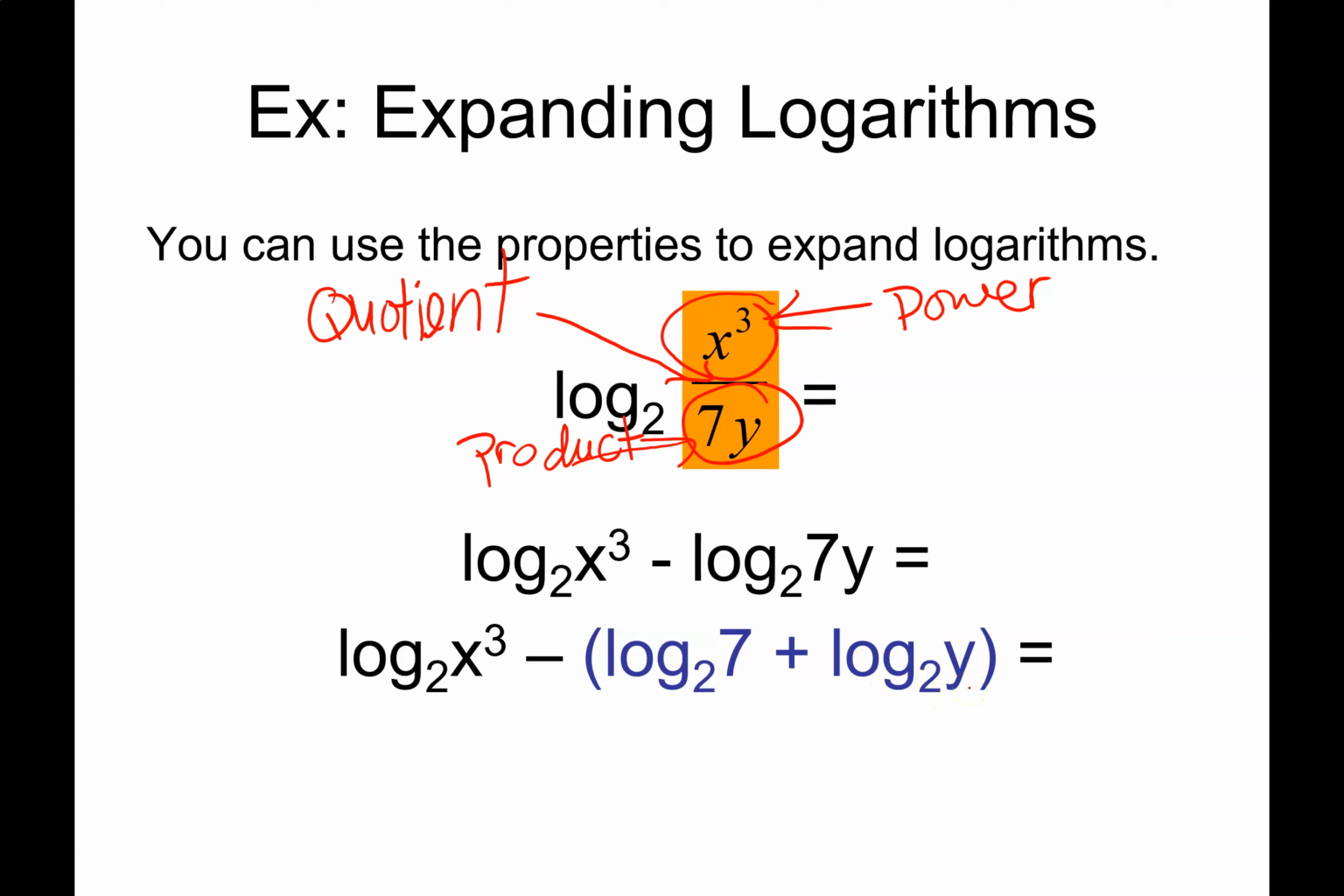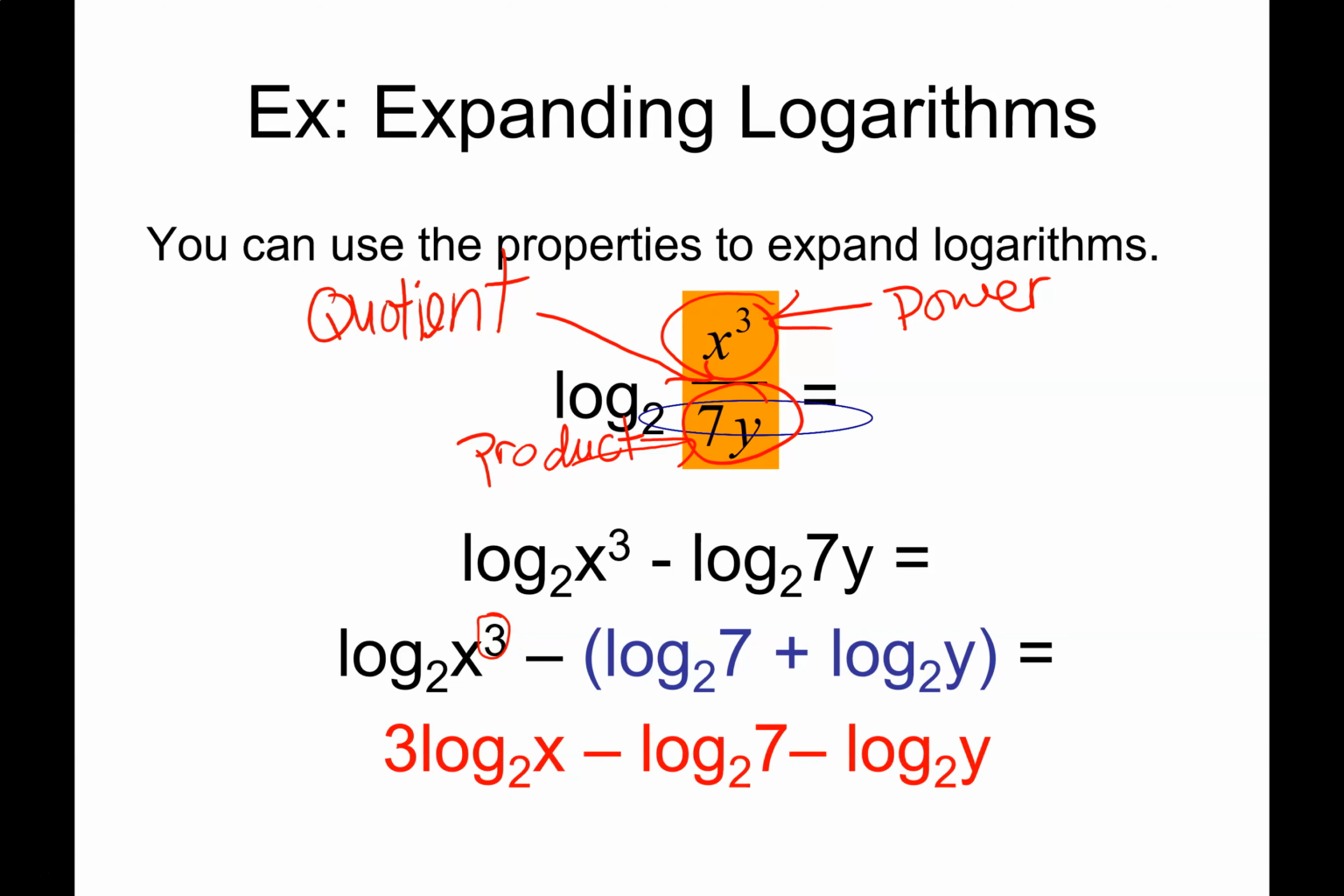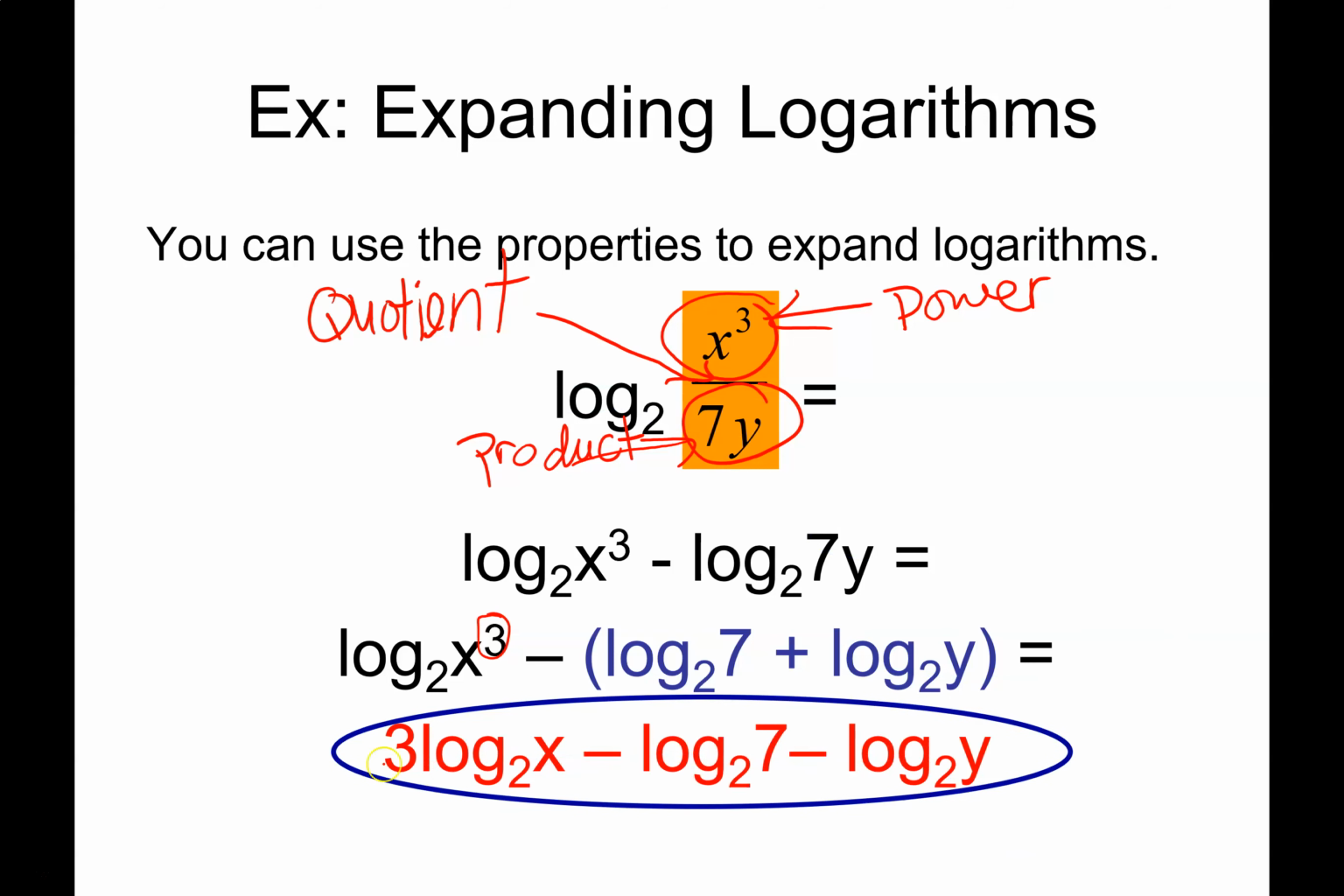Okay, so we dealt with the product. We dealt with the quotient. That's why I see the minus sign. But I haven't dealt with the power. So this exponent of 3 would need to be moved as well. So our final answer should be 3 times log base 2 of x minus log base 2 of 7 minus log base 2 of y.